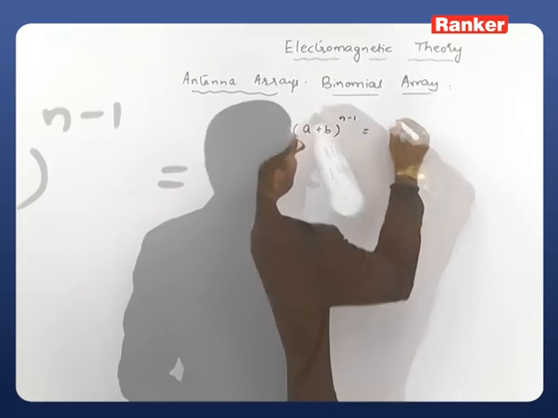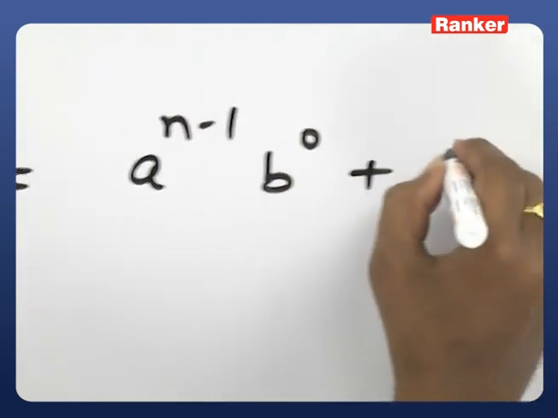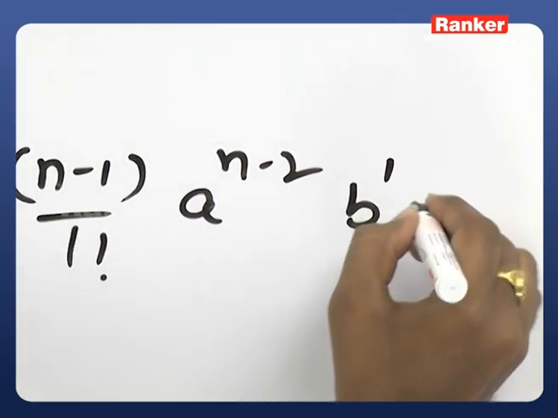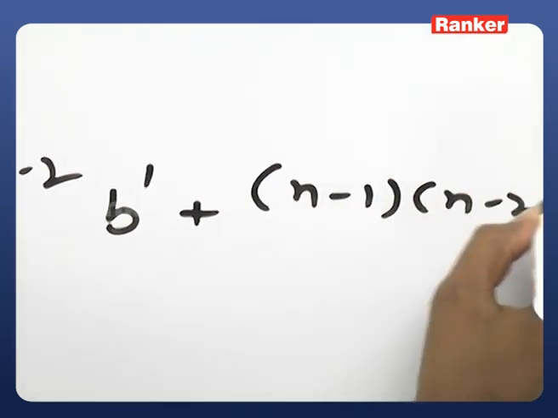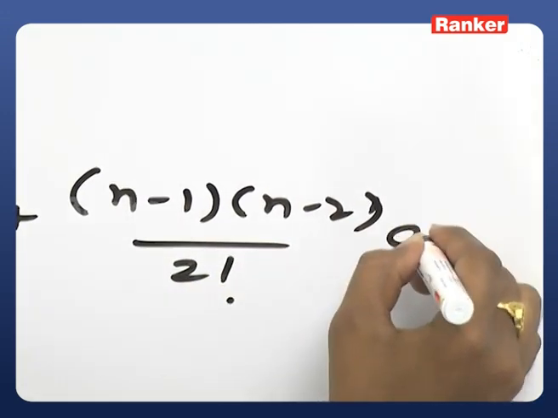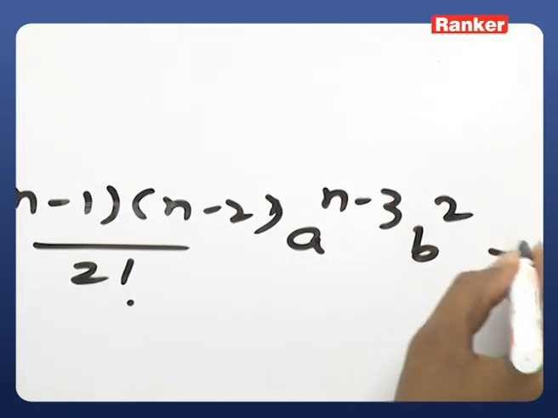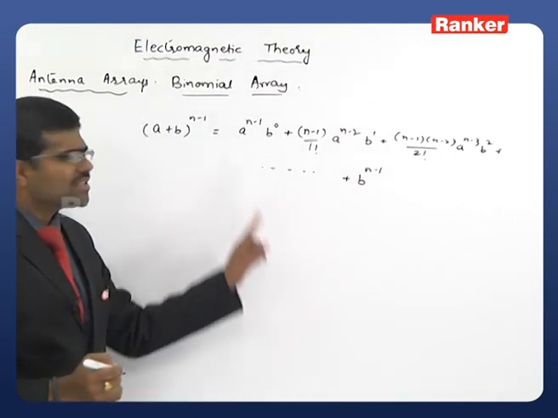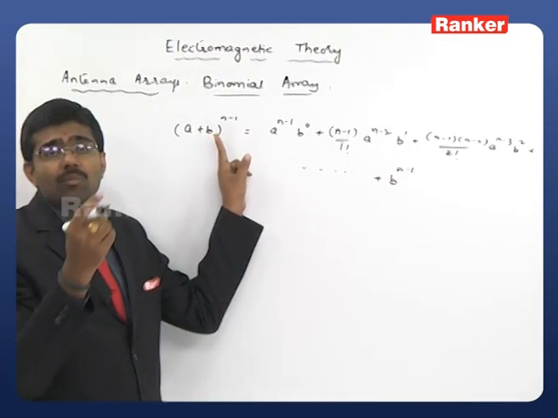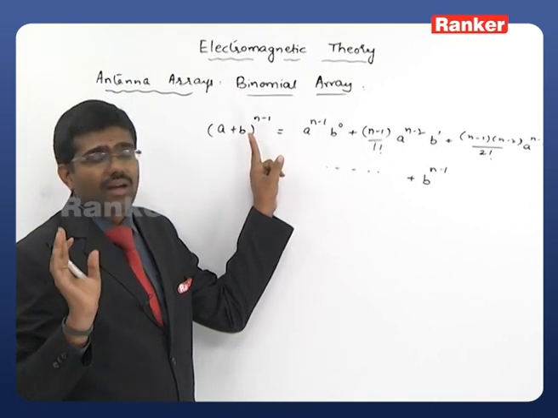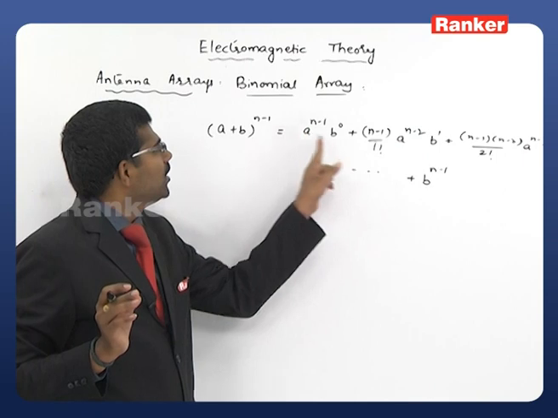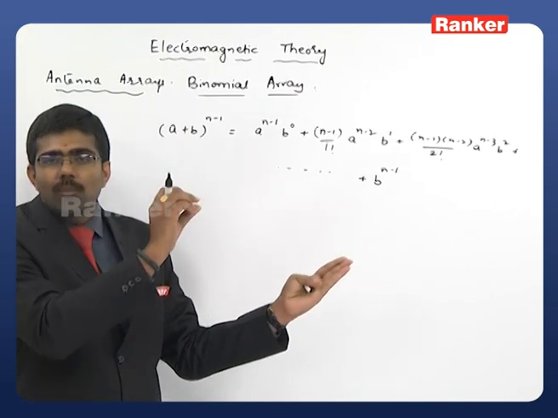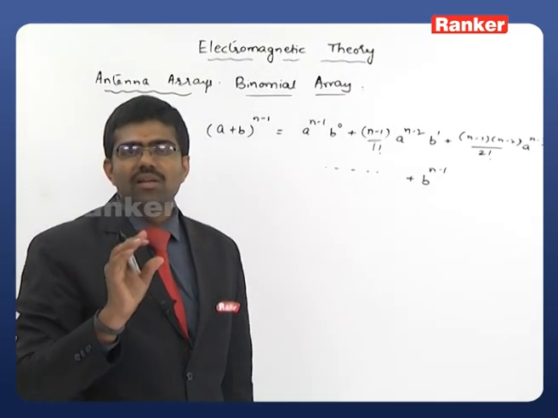So it is equal to a power n minus 1 b power 0, plus (n minus 1) by 1 factorial a power n minus 2 b power 1, plus (n minus 1)(n minus 2) divided by 2 factorial a power n minus 3 b square, and so on, plus b power n minus 1. This binomial expansion is useful for obtaining the magnitudes or coefficients of all our antenna elements. For this one you will get one coefficient, for this one another coefficient, a third coefficient, like that n coefficients will be there. All these n coefficients will be applied as magnitudes of our n-element array.